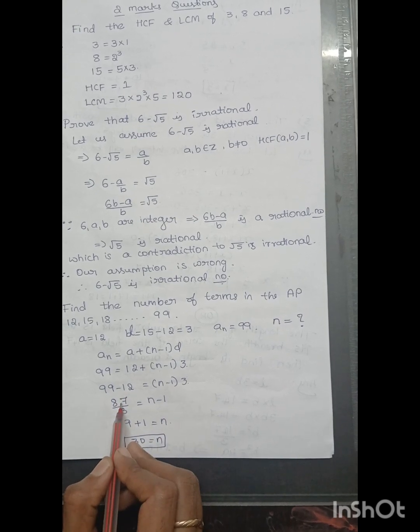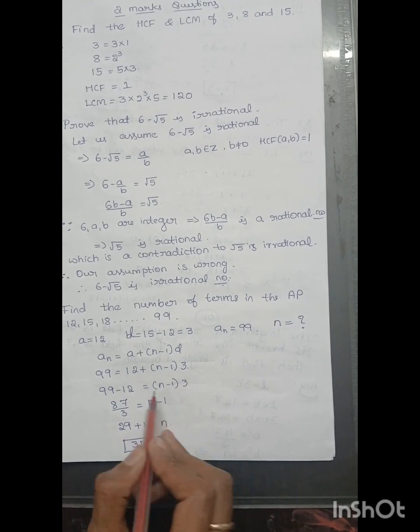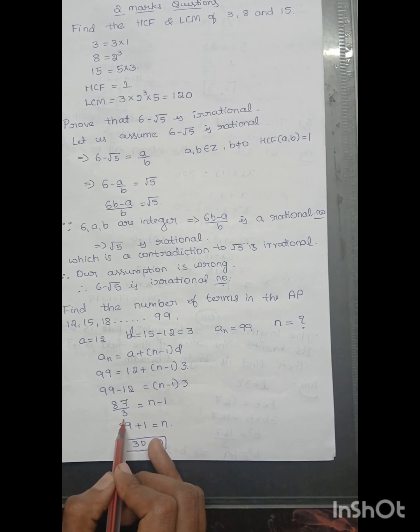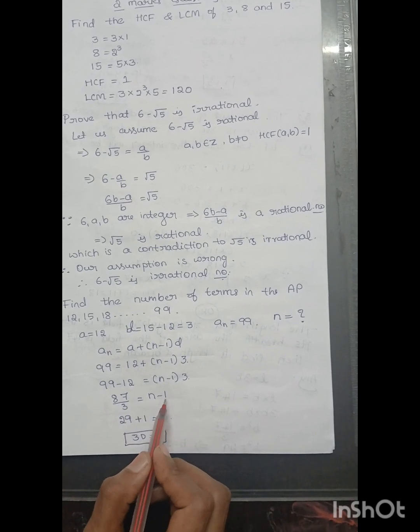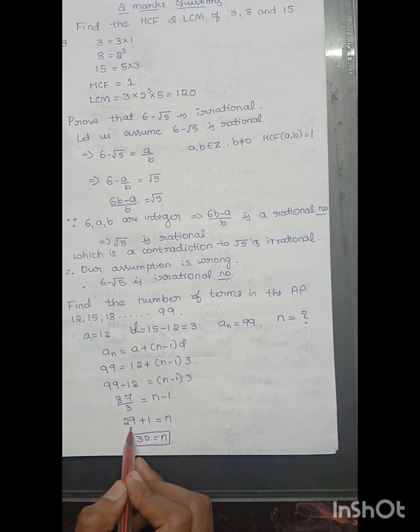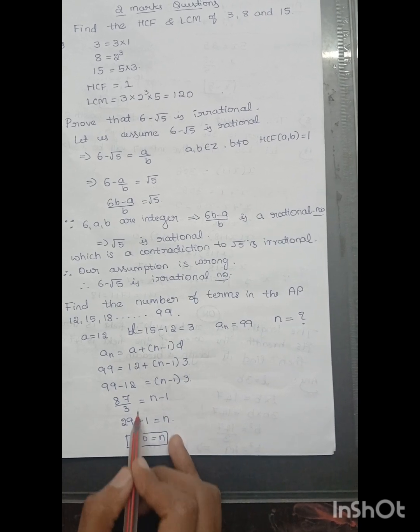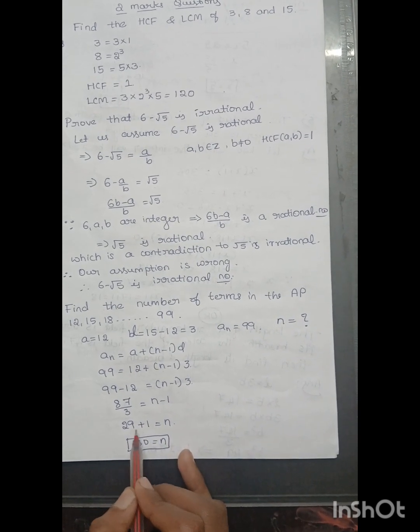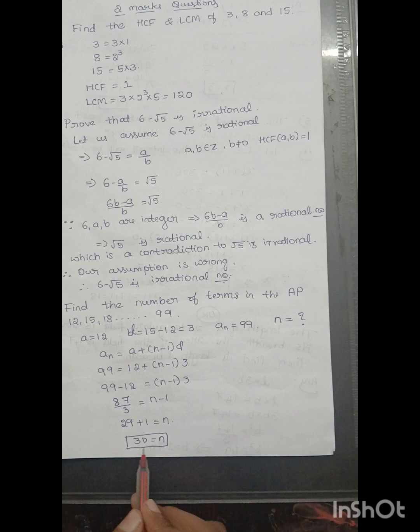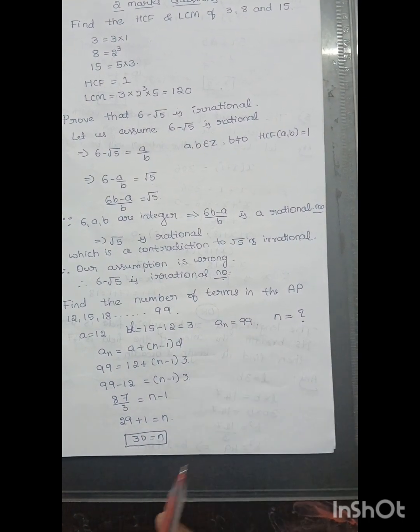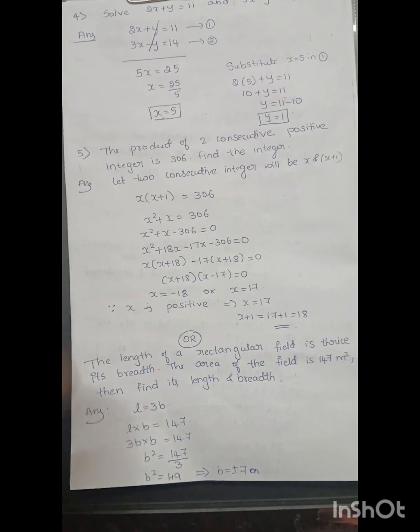99 minus 12 is 87. 3 is multiplied, so transposed to this side it becomes divided by 3, equal to n minus 1. 87 by 3 is 29. Minus 1 transposed to this side becomes plus 1. So 29 plus 1 is equal to 30. Therefore, the number of terms in this AP is 30.